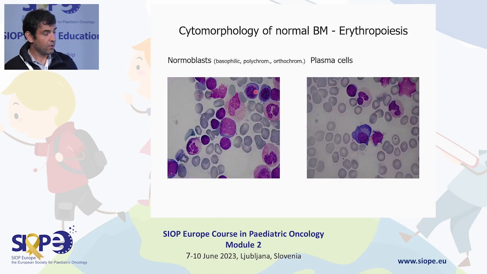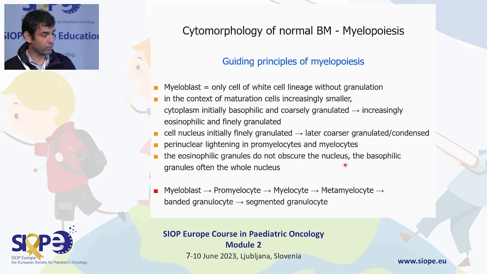Here you can see orthochromatic erythroblasts. You see that the cells got smaller. Very importantly, you should not mistake this cell as an erythroid cell. This is a plasma cell, which looks very different. You can see that the nucleus is eccentric. We have this perinuclear lightening, and the cytoplasm, similar to the erythrocytes, is very deep blue.